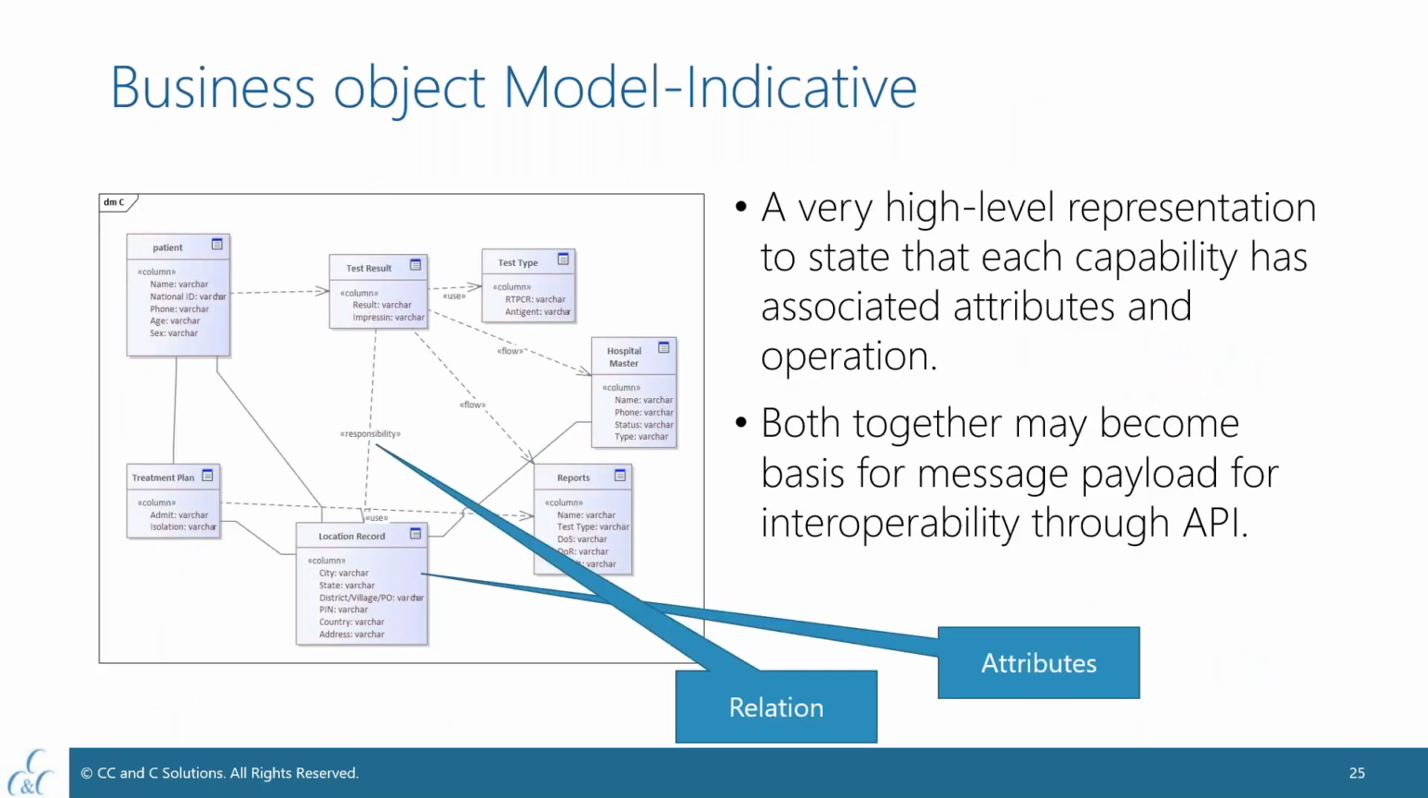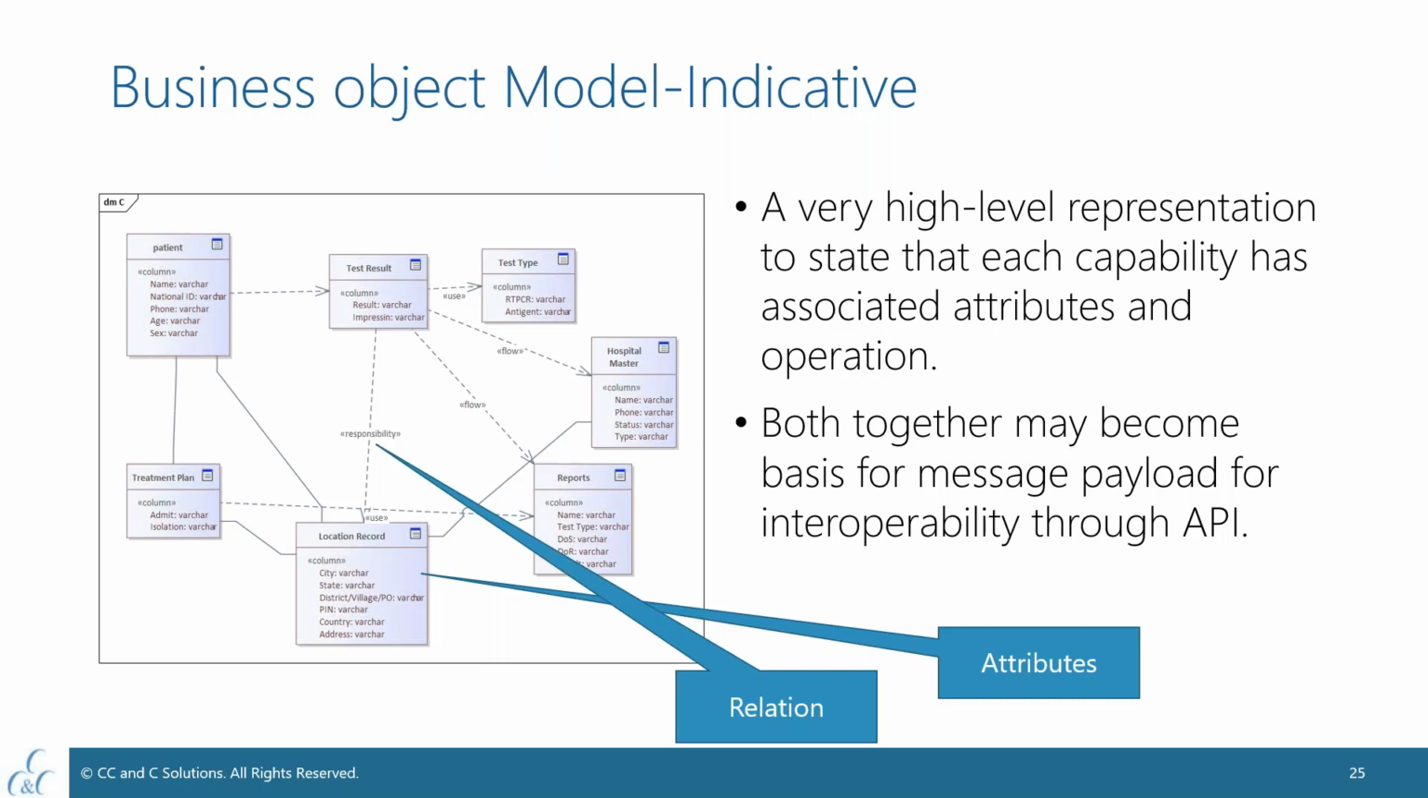So this is a business object model. Here we are just talking about attributes. Method we have already discussed. So in attributes, I have not taken all the attributes, but certain attributes. So patient has name, national ID, phone number, age, sex. Test result is either positive or negative, or sometimes it is just a number. And normally it says, okay, the doctor has to correlate with the clinical condition. So some impression written by the pathologist.